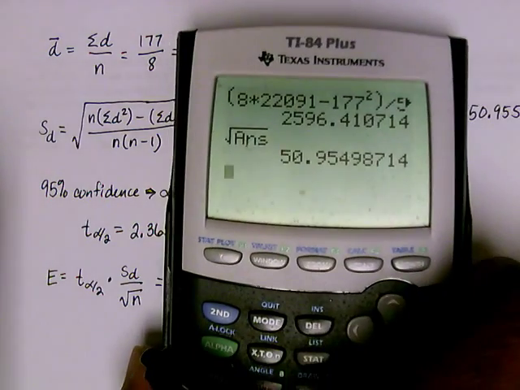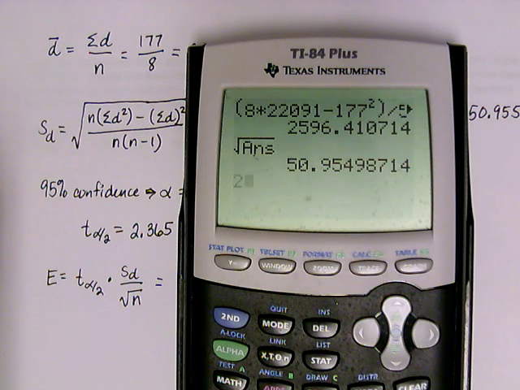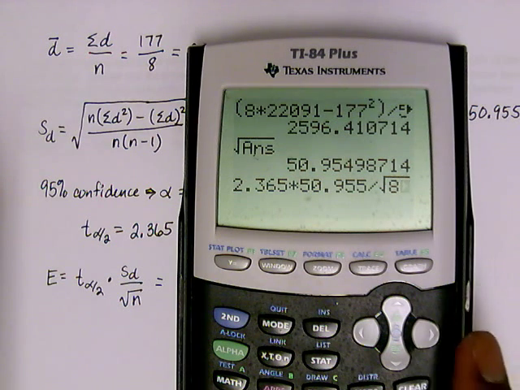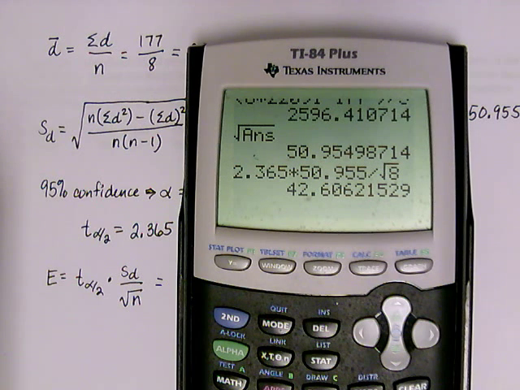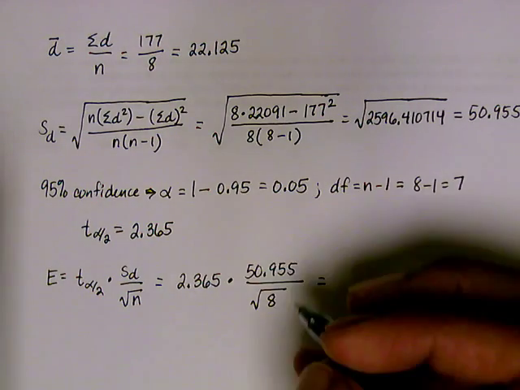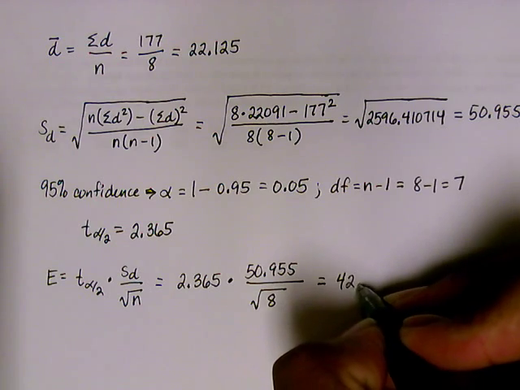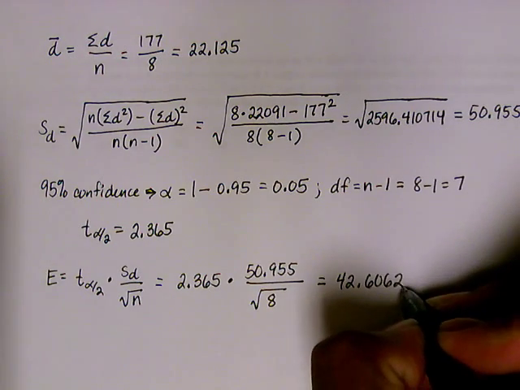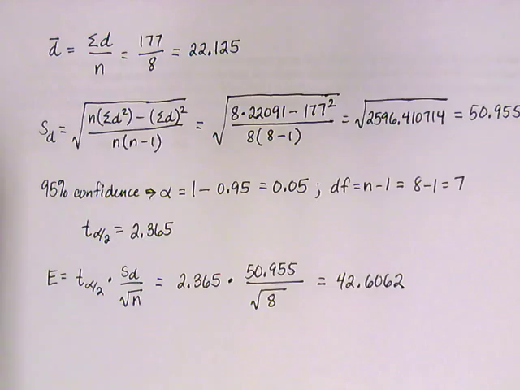So here we can type all this in the calculator. If I have 2.365, multiply that by 50.955, that's going to be divided by the square root of 8, and then hit enter. My margin of error to 4 decimal places will be 42.6062.